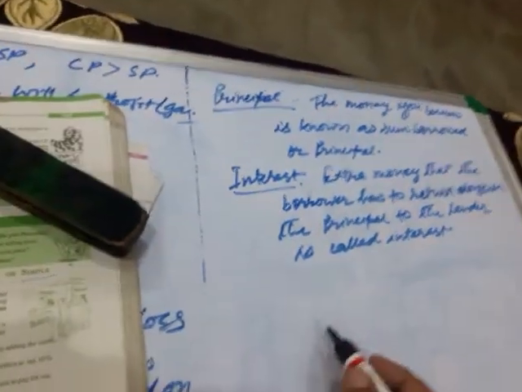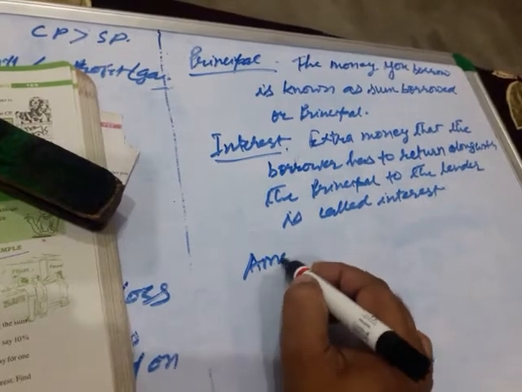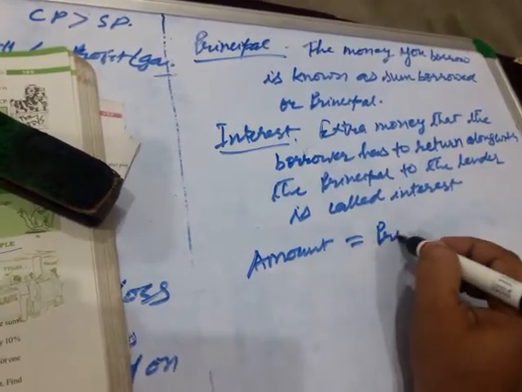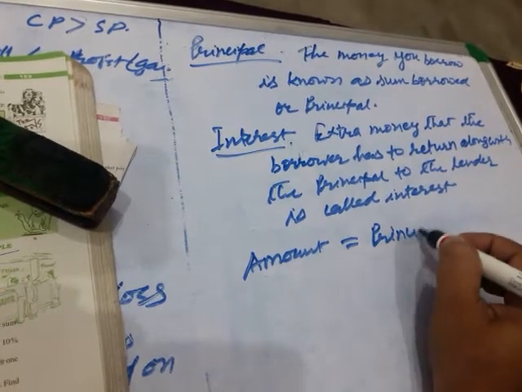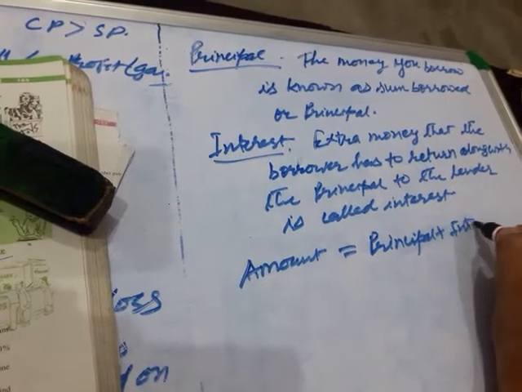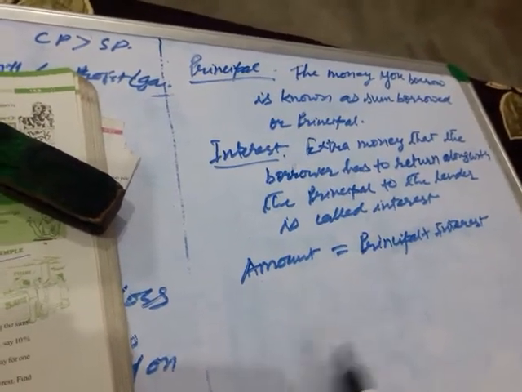Okay children, now what is amount? Amount is equal to principal plus interest. Principal plus interest is known as amount. Okay, so A equal to P plus I.